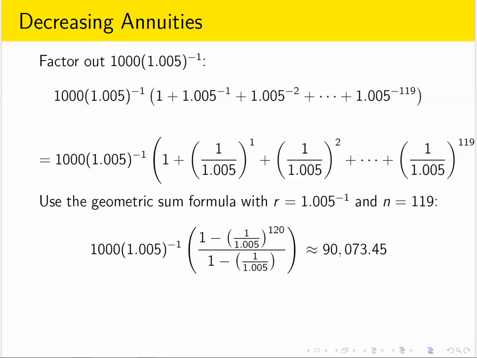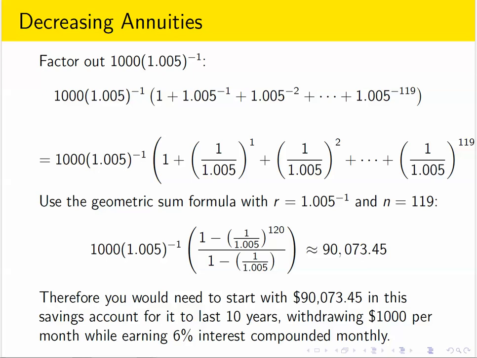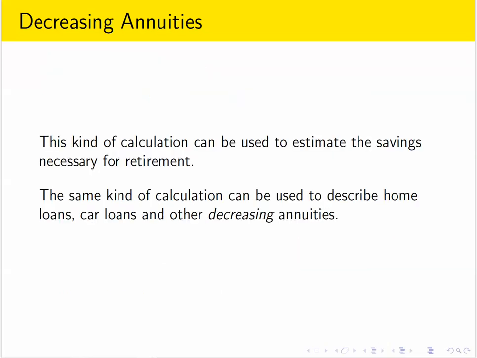Okay, so let's see if we can turn this into a formula. This kind of calculation that we just performed can be used to describe any sort of decrease in annuity where you have regular payments that decrease the balance over time. Those are called decreasing annuities. And so another example would be something like a car loan, and we'll see examples of that in later videos.